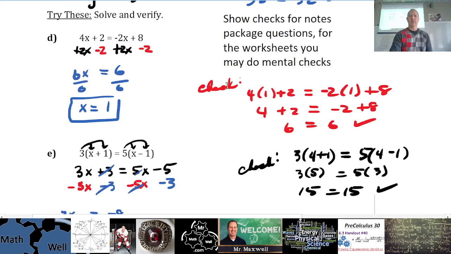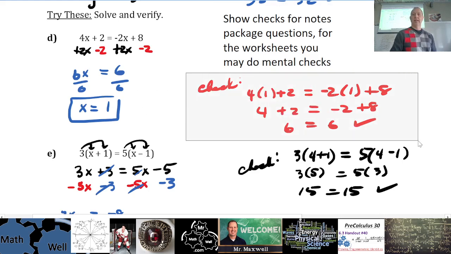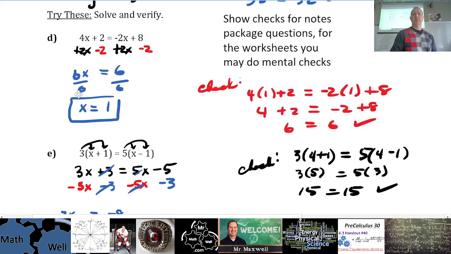All right, so here's the answer for D. Again, I brought the x terms over to the left side, and I brought the constants over to the right. Please show your checks for every question we do in your notes package here. So here's the check for x equals 1. That seemed to work. So if the check checks out, then you've got the right answer.